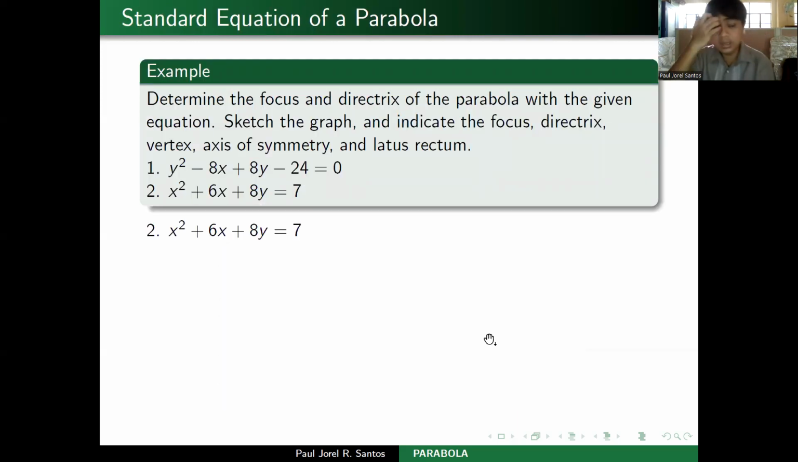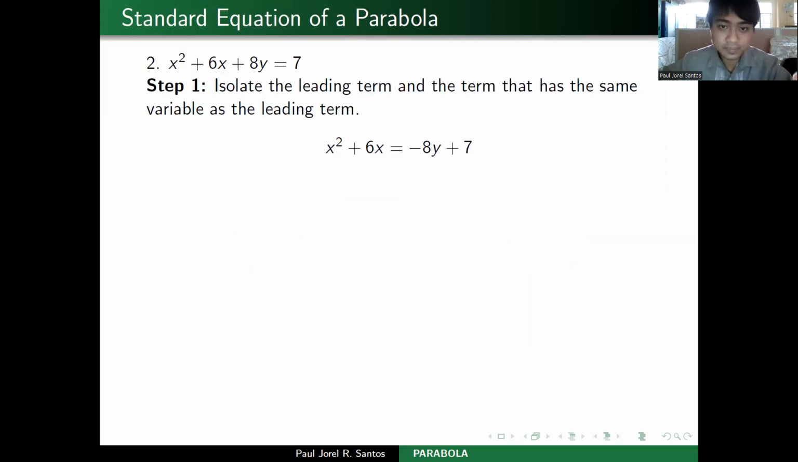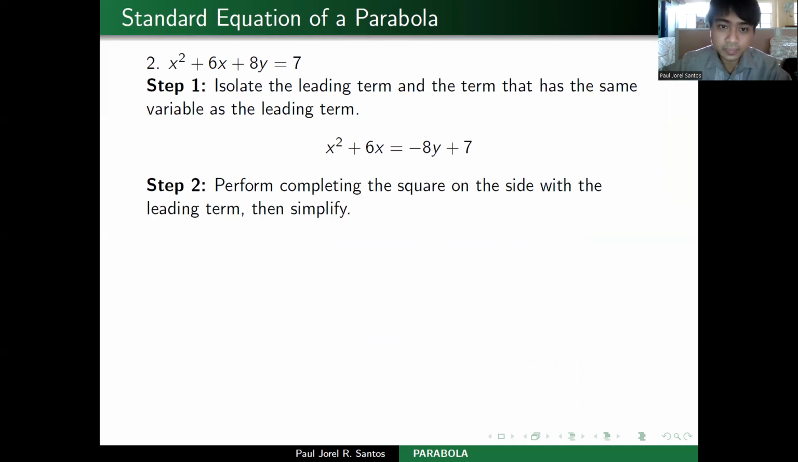x squared plus 6x plus 8y equals 7. As I have mentioned a while ago, the first step is to isolate the leading term and the term that has the same variable as the leading term. In this case, the leading term is x squared, and the term that has the same variable as the leading term is 6x. Isolating it, it will give us x squared plus 6x equals negative 8y plus 7.